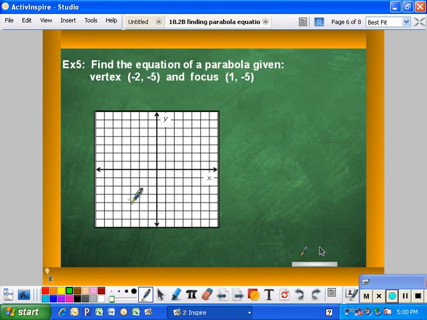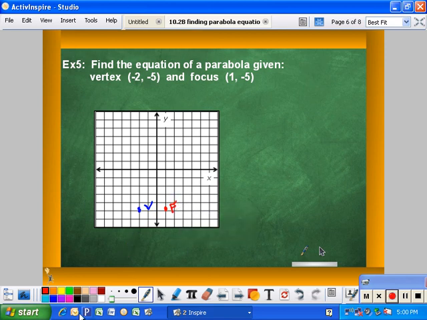Next example. -2, -5. Here we go. I'm going to plot that -2, -5, and that is our vertex. And our focus, just to be sure, is 1, -5. So look at your paper and make sure you have a 1, -5. If not, go ahead and do so and make it a 1, -5. Okay, so we're going to plot the focus 1, -5 right here. So there's our focus.